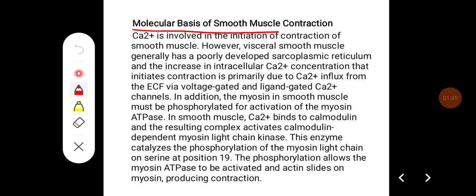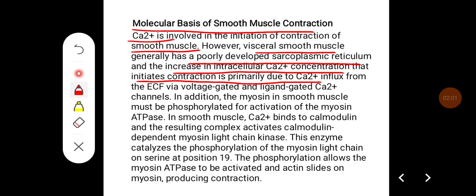Molecular basis of smooth muscle contraction. Calcium is involved in the initiation of contraction of smooth muscle. However, visceral smooth muscle generally has a poorly developed sarcoplasmic reticulum, and the increase in the intracellular calcium concentration that initiates contraction is primarily due to the calcium influx from the ECF via voltage gated and ligand gated calcium channels.